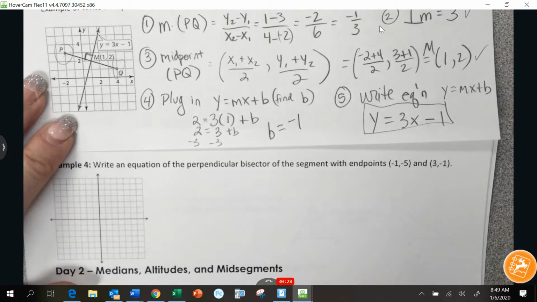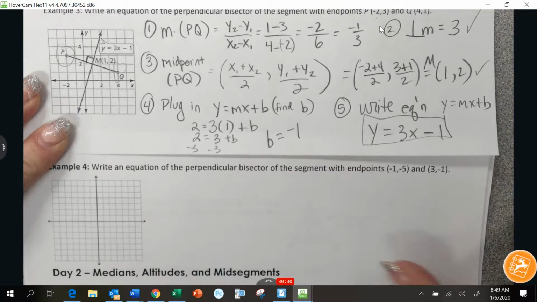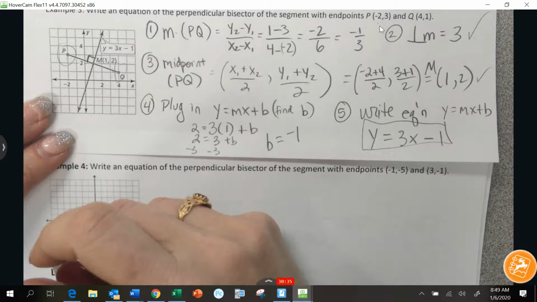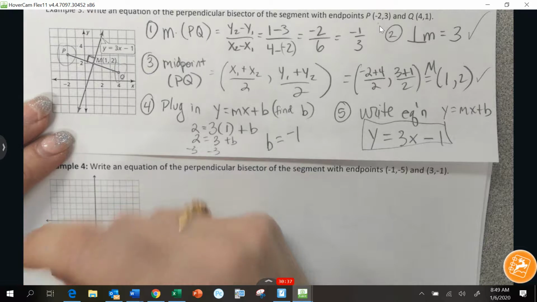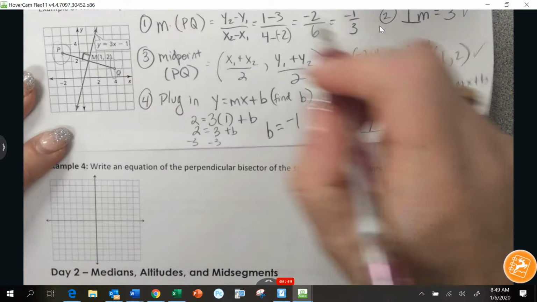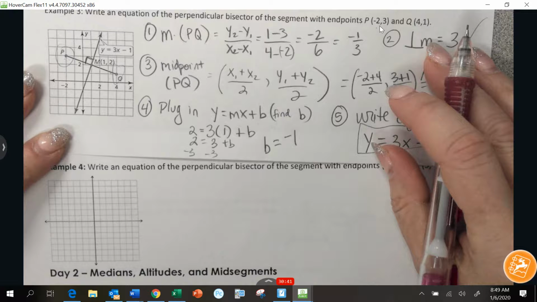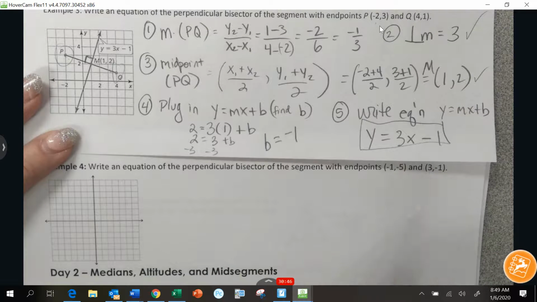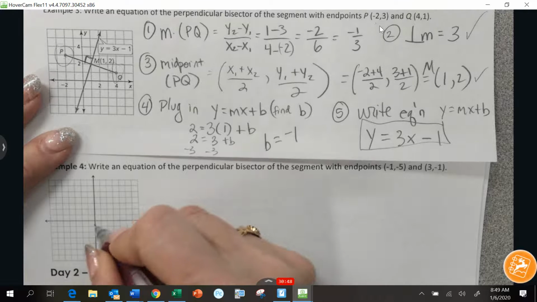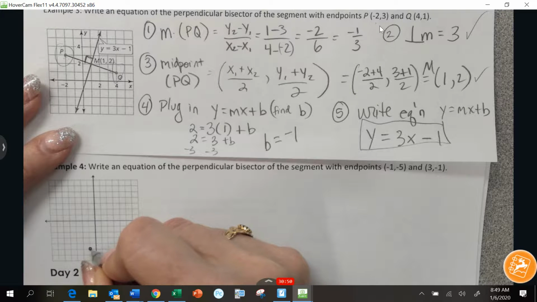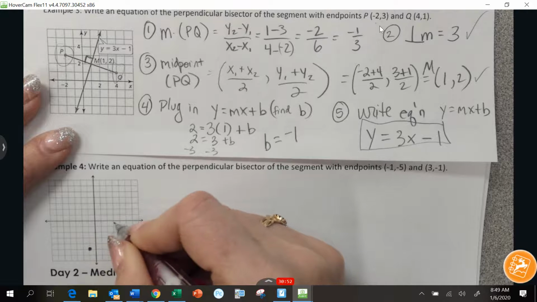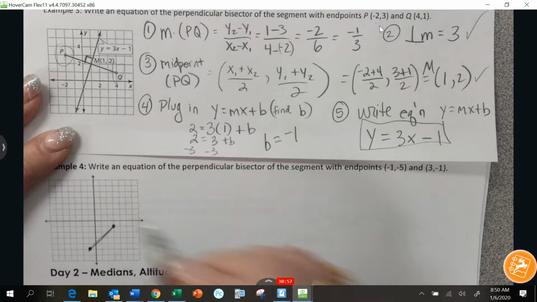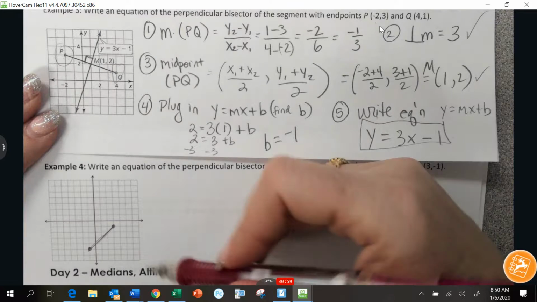All right, so write the equation. This one is not graphed for us. So we can graph it if we choose that we want to look at a graph to find our slope or the midpoint or anything like that. You could totally do it using the graph. I did it all algebraically here, but we can do it using the graph as well. So let's graph -1, -5, and 3, -1. We're going to find the perpendicular bisector of that.